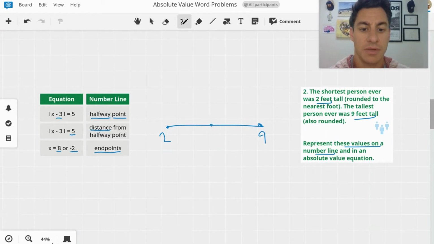So how do I find the middle point? Well, I add up 2 and 9 and divide by 2. That's how I get the average. We're going to get 5.5. Here we go. Okay, so now boom, that's it. We represented these values on a number line, just like that.